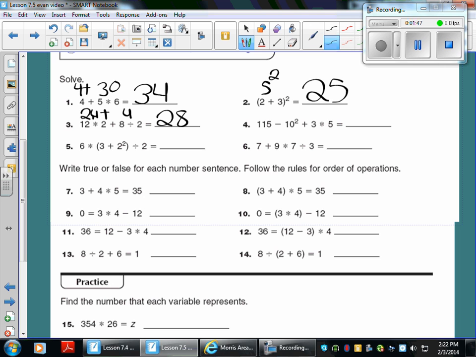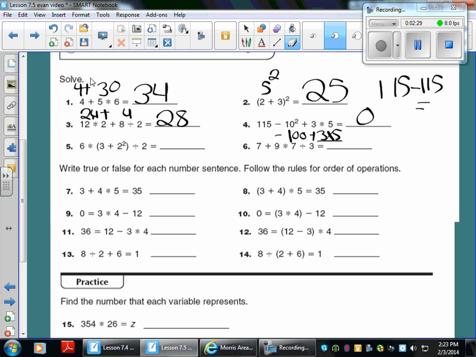Number 4. I see 115 minus 10 to the second power plus 3 times 5. Exponents in this case come first. 10 to the second power gives me 100. So now I have 115 minus 100 plus 3 times 5. In this case, multiplication will be next. 3 times 5 gives me 15. 100 plus 15 is 115. So that ends up being 115 minus 115 for an answer of 0.